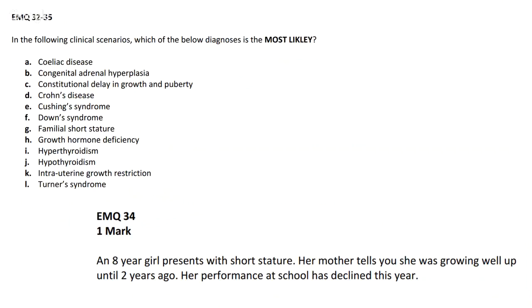Okay. 8-year-old girl, short stature. She was growing up well. Her school performance has declined this year. What do you think she has? So this is very classical of how hypothyroidism can present. Now, cretinism also presents similarly. Okay, so cretinism has mental retardation.